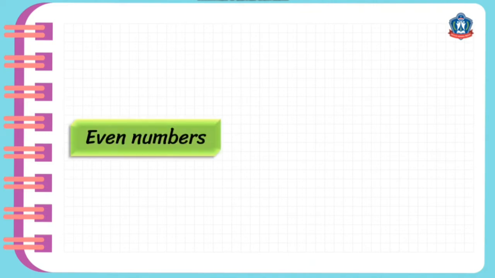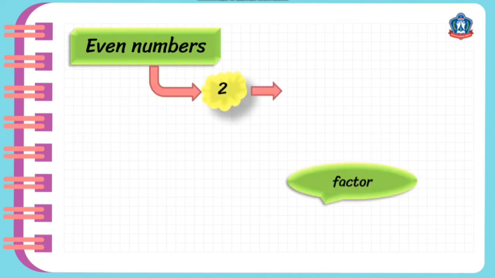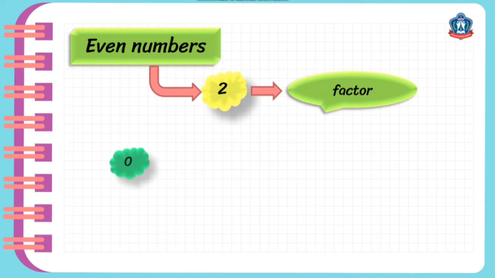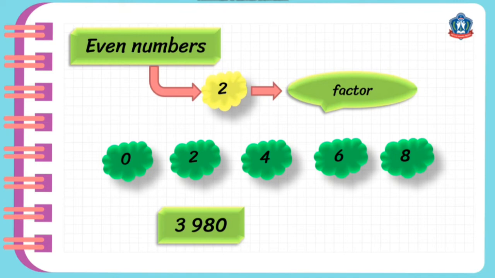Now let's review numbers that are even numbers and odd numbers. Even numbers have always number 2 as a factor. Always remember that. They have digits 0, 2, 4, 6, and 8 in their ones place. For example, 3,980. It ends with 0 in the ones place, so it's an even number. Another, 24,986. The digit in the ones place is 6, so it is an even number.